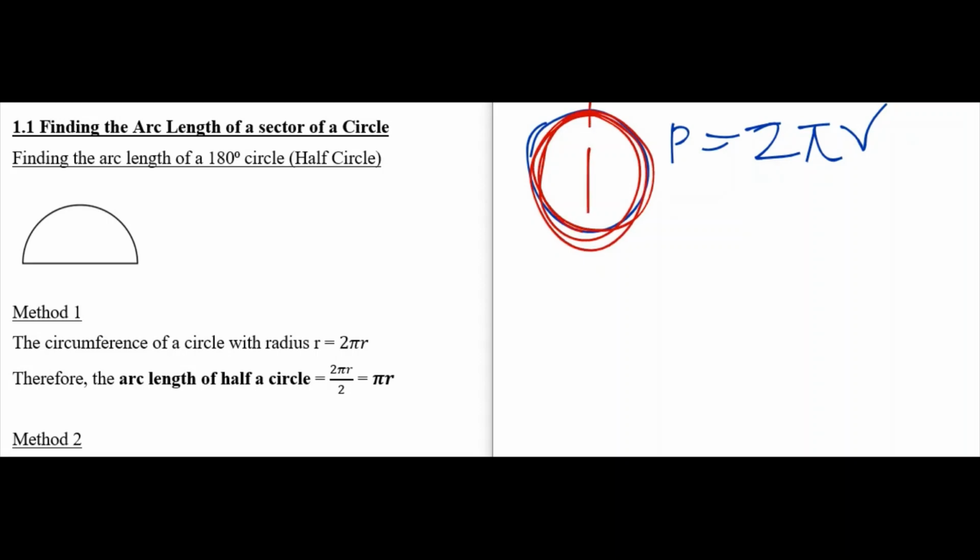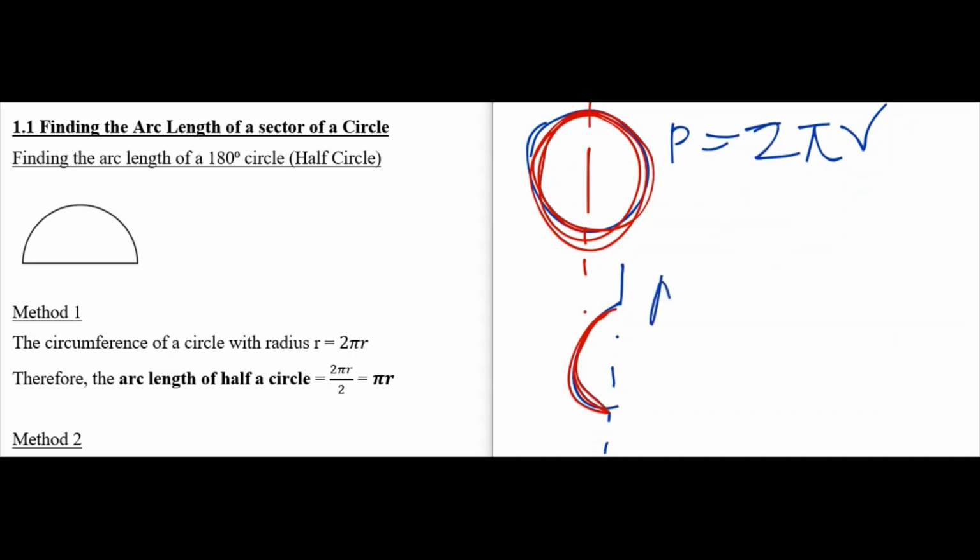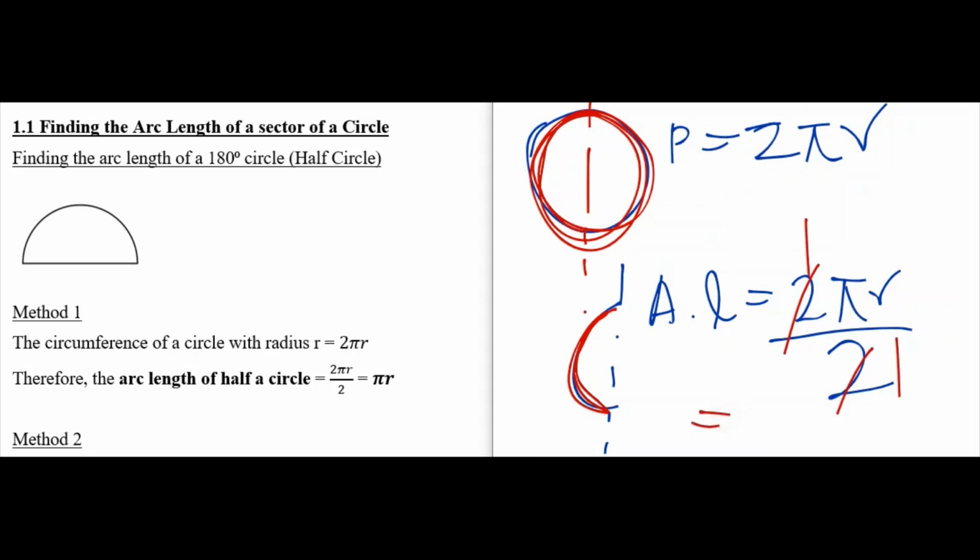Now, if this is divided by 2 and we obtain a half circle, what happens? We need to measure the arc length, which is this part. So what is this arc length? The arc length, I'm going to mention it as AL. It is 2 pi r for a full circle. So since this is a half circle, we can divide it by 2. So we get the answer as pi r.